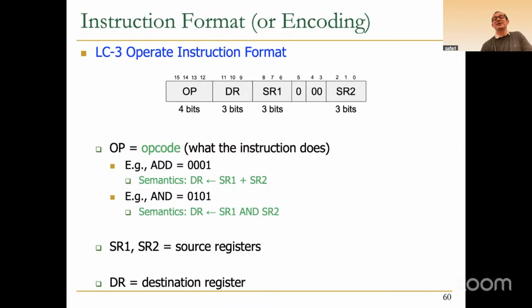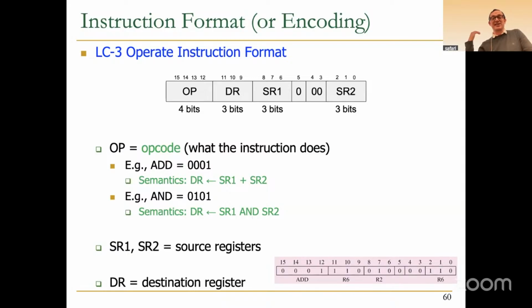The semantics of AND is very similar. It's not add, it's essentially a logical, bitwise AND operation, okay? And this is one example. We actually looked at this. In this case, you do an add R2 plus R6, and the result goes to R6. So source and destination register can be the same, right? You can overwrite the source register after you produce the result.